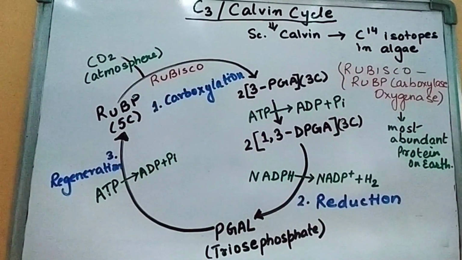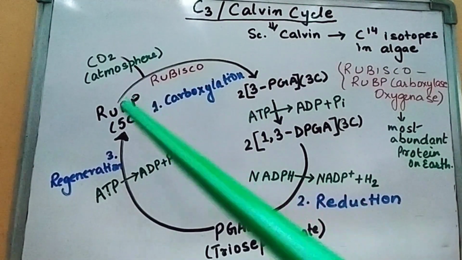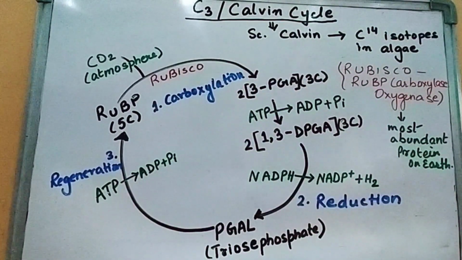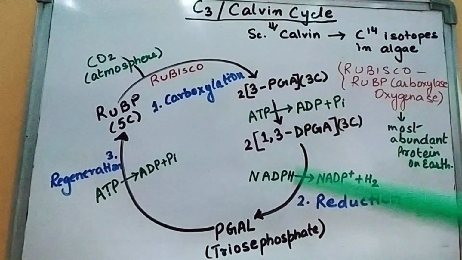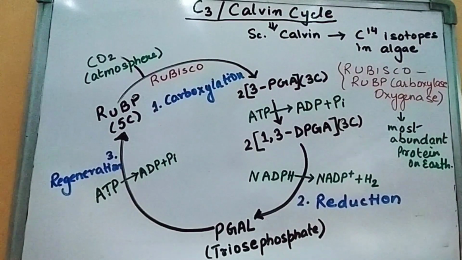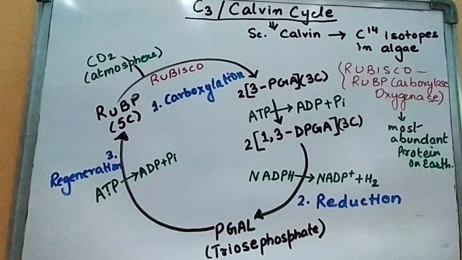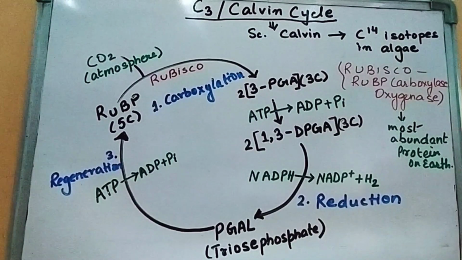So in these 3 steps, the process of Calvin cycle takes place in higher plants. That is, first one is carboxylation, then reduction, and then regeneration. We need to know the intermediate products, as these are enzymatic processes. The process takes place with the help of enzymes. So this was the Calvin cycle in higher plants, which ultimately leads to the production of glucose.